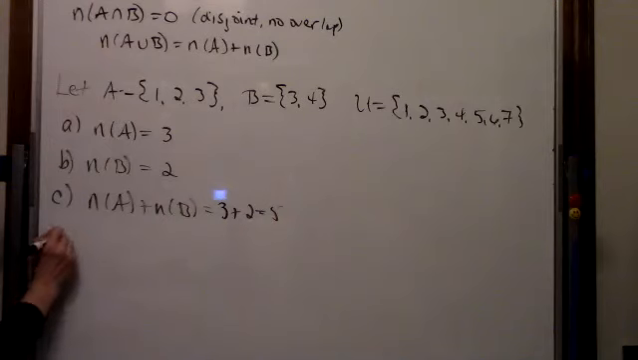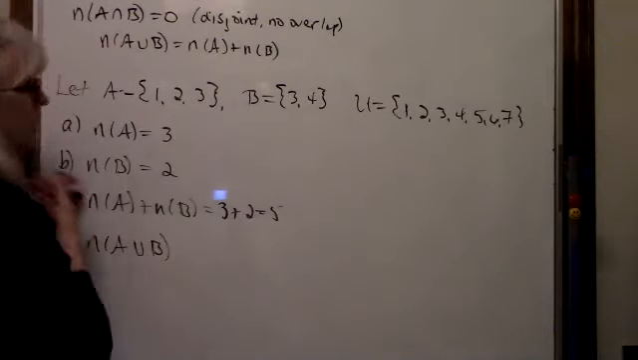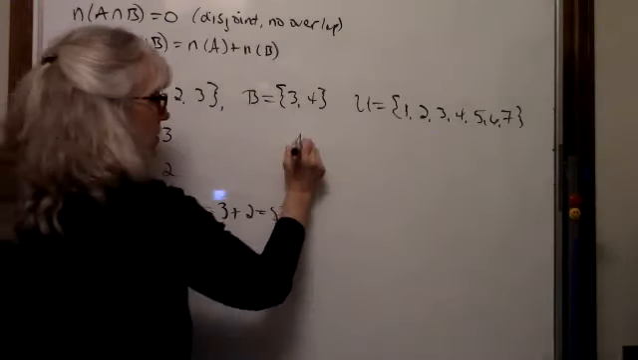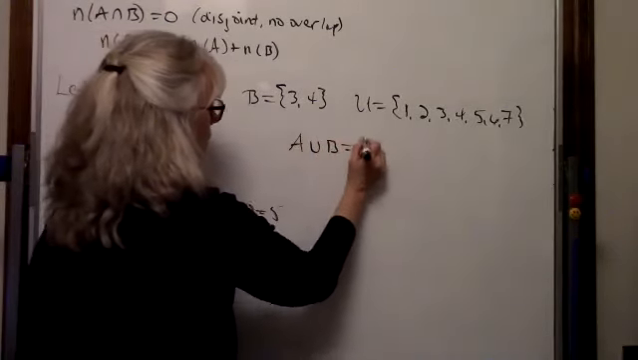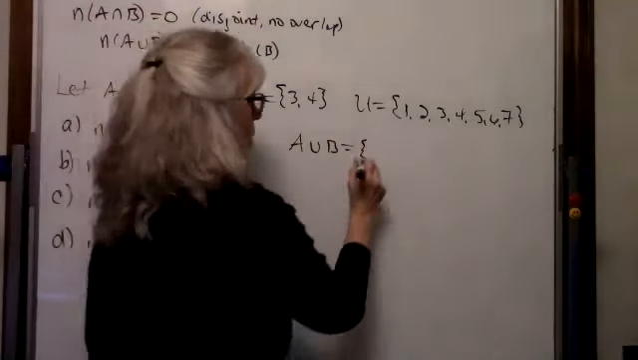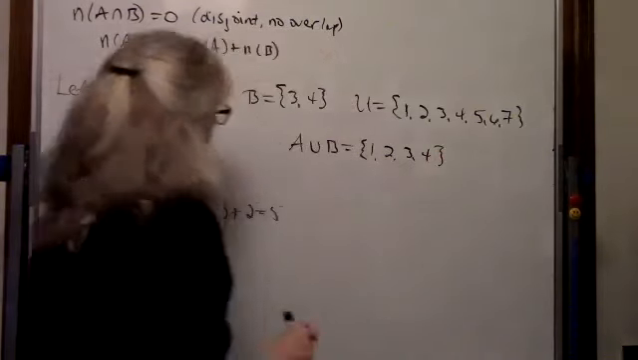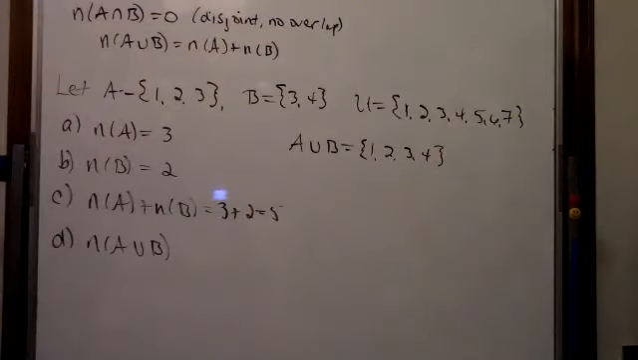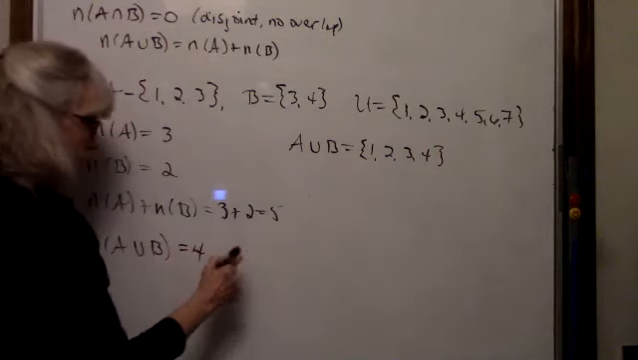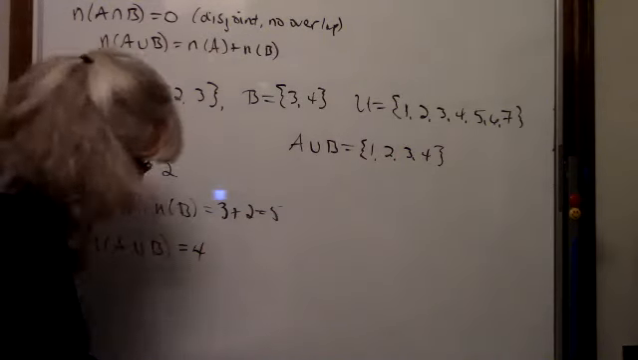Part D is asking for the number in A union B. Wait a minute. If I physically find A union B, union is everything. Everything in both sets would be the 1, 2, 3, and 4. We don't list the 3 twice because we don't have to list repeated elements. So this time the union only has 4 elements in it, not 5 like we had before, and the reason is because there's an overlap.